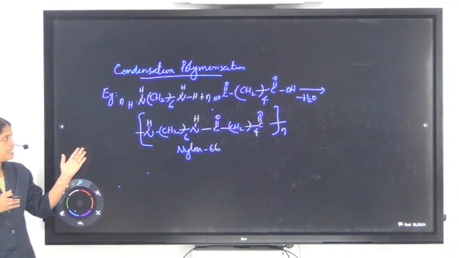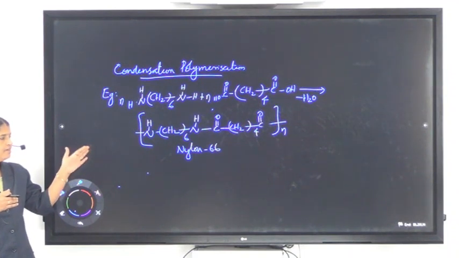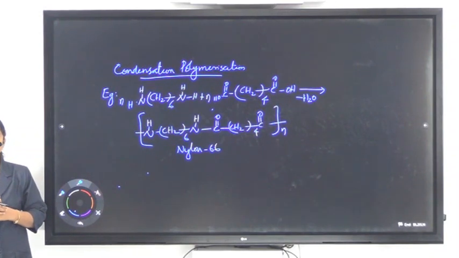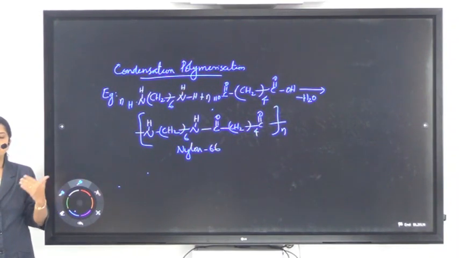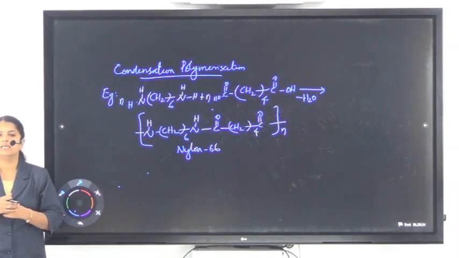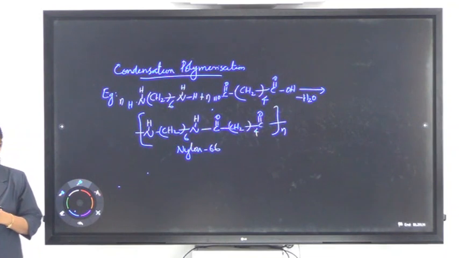Then, addition polymerization always leads to the formation of a linear structured polymer. But in condensation polymerization, depending on the number of active sites, it can lead to branched structured polymers and 3-dimensional network structured polymers also.